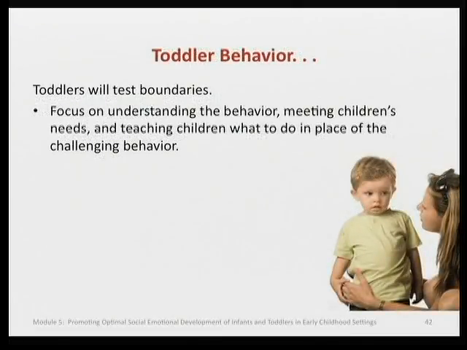Toddlerhood is the age of autonomy, and many children will test boundaries. Accepting limits set by adults is a challenge for many toddlers, and they often demonstrate their feelings and frustration through physical behavior. When children exhibit challenging behavior, such as throwing toys, focus on understanding the behavior. Try to identify the cause, help meet children's needs, and teach them what to do in place of the challenging behavior.